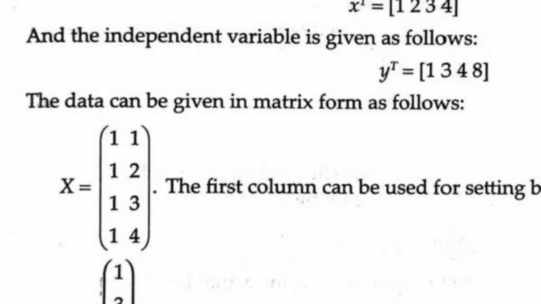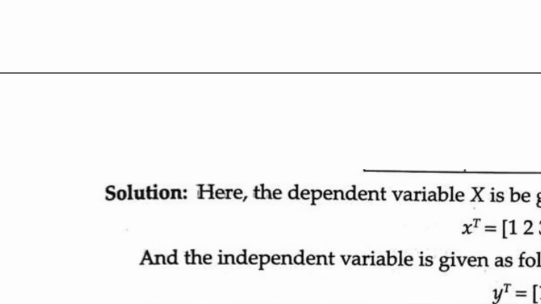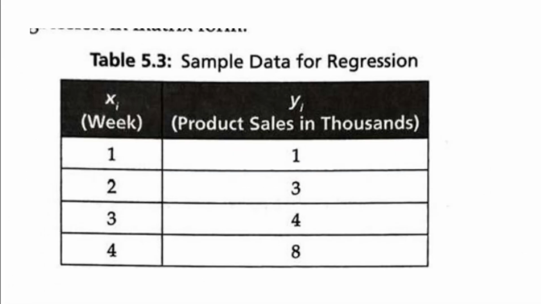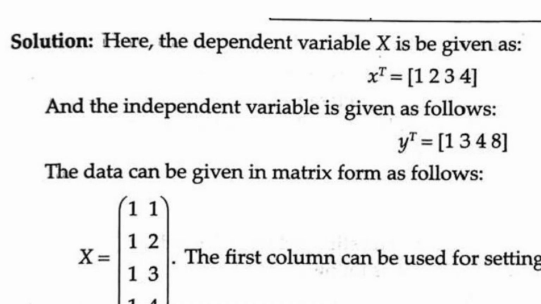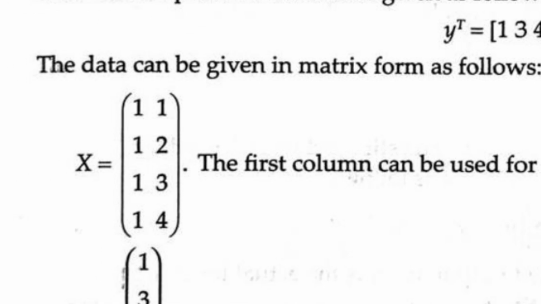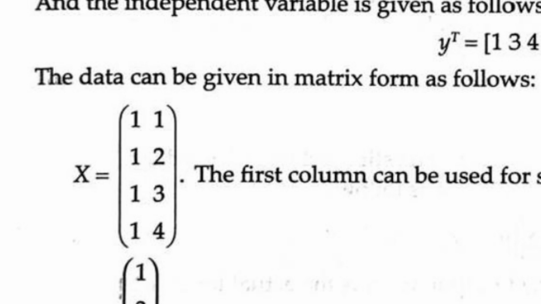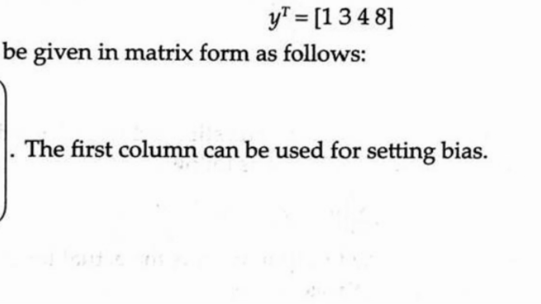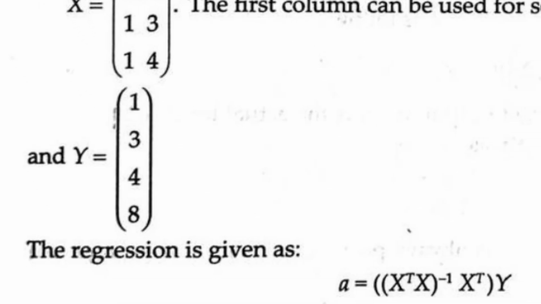First is the given value of x. The x is given 1, 2, 3, 4. Y is given 1, 3, 4, 8. So x transpose is 1, 2, 3, 4. Y transpose is 1, 3, 4, 8. So you have to write it in this form. The first column is 1, 1, 1, 1 because there are 4 observations. Second column, the x value 1, 2, 3, 4. The first column can be used for setting bias. Here we have assumed bias value as 1. Then y is also given 1, 3, 4, 8.